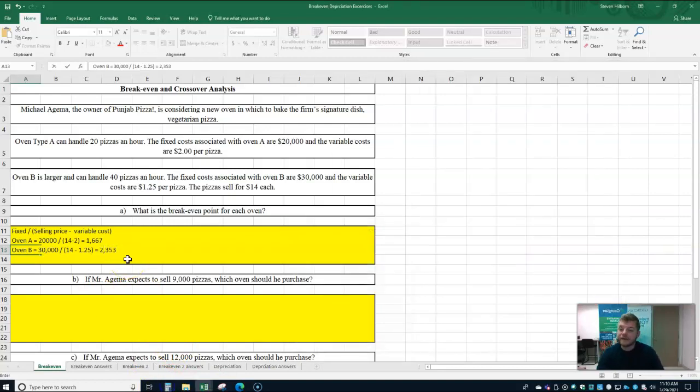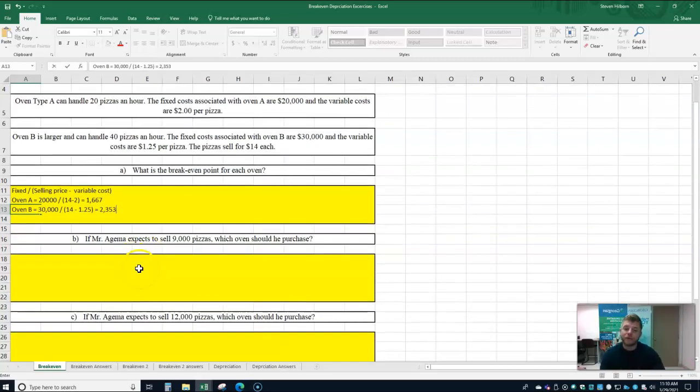So what we're looking at here is our break-even quantity based on buying these two new ovens. For oven A, it's 1,667. For oven B, it's 2,353. So that's how many we have to sell. Now, that doesn't mean that's all of the amount of pizzas we're going to sell. We're probably going to sell quite a bit more. So here they give you a couple other suggestions.